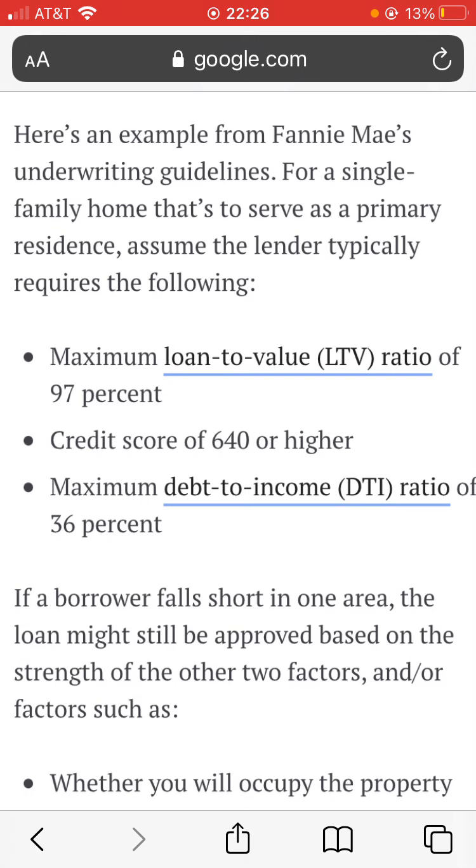Here's an example from Fannie Mae's underwriting guidelines for a single-family home that's to serve as a primary residence. Assume the lender typically requires the following: maximum loan-to-value, or LTV, ratio of 97%, credit score of 640 or higher, maximum debt-to-income, or DTI, ratio of 36%.